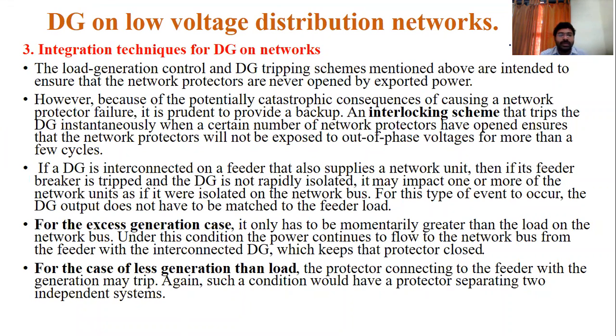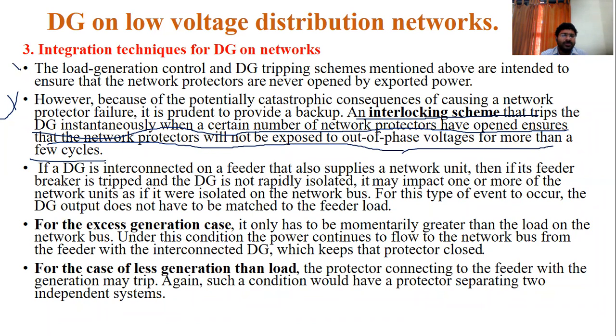There is another problem also. You can see this, an interlocking scheme. The interlocking scheme trips the DC instantaneously when a certain number of network protectors have to open, to ensure that the network protectors will not be exposed to out-of-phase voltages. For suppose the network protector has a problem, this may cause the interlocking scheme to operate.